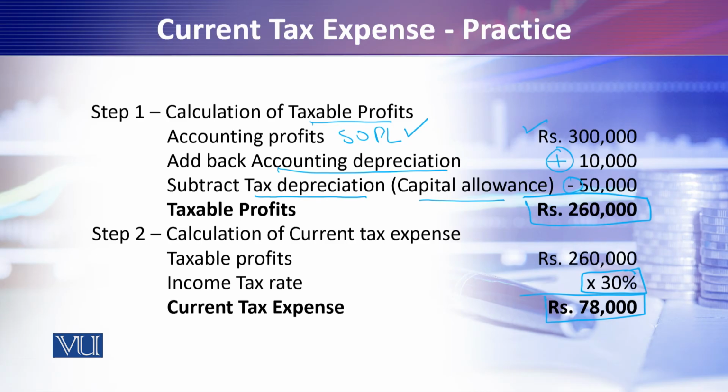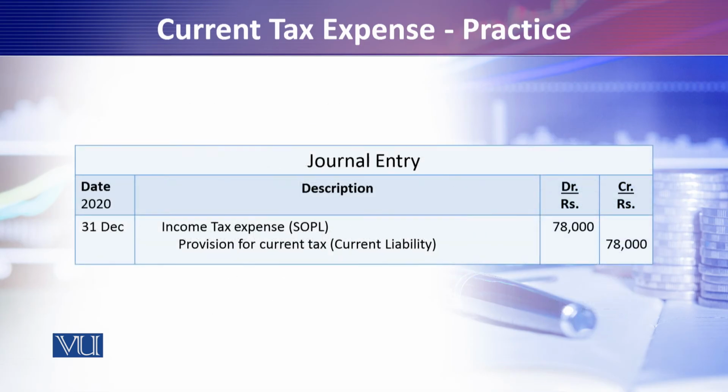All right. So after doing this working, we see what accounting entry we have to pass to record or recognize this income tax expense. That is income tax expense debit, which will appear in the statement of profit or loss as an expense, and provision for current tax, which is in fact a current liability, would be credited with 78,000. So this is how we will pass its accounting entry.